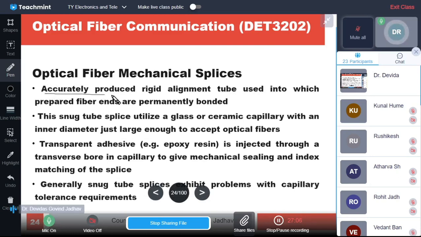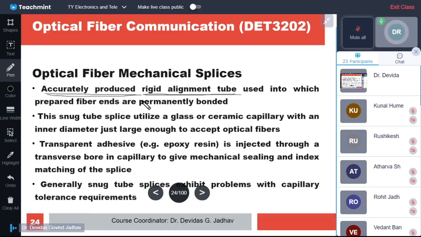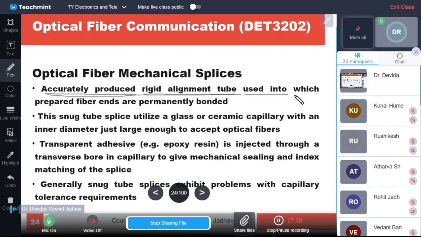So an accurately produced rigid alignment tube is used into which the prepared fiber ends are permanently bonded. There is a rigid alignment tube which is accurately manufactured. Accuracy is there for the tube, alignment wise also. It is used in which the prepared fiber ends are permanently bonded. Then fiber ends are bonded externally.